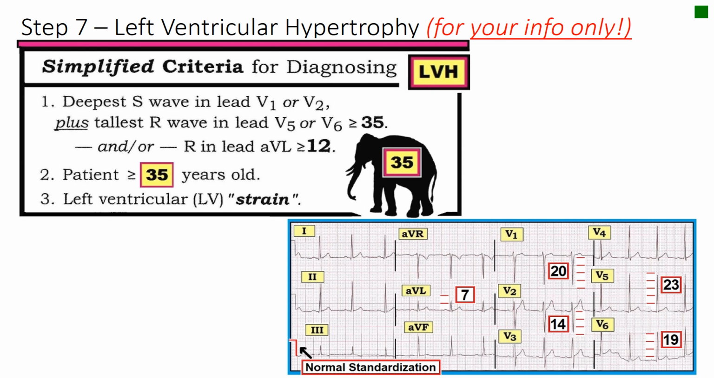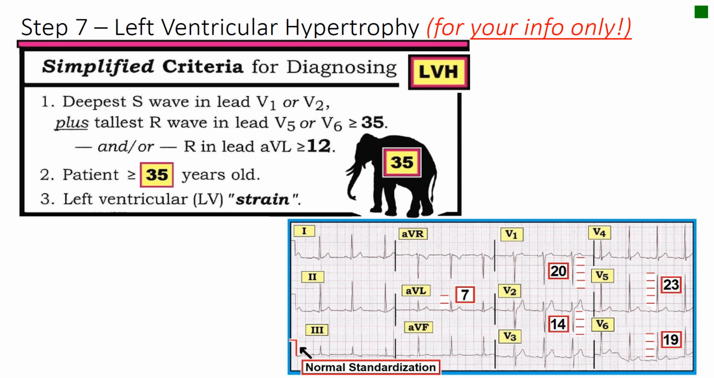Okay, so basically in this diagram, you've got 20 small squares in V1 as opposed to 14 in V2. So you take the bigger of the two, that's the 20. Add that to the tallest R wave in V5 and V6, and that's in V5, that's got 23 small squares. That gives you a grand total of 43, which is over 35. And so that meets your criteria, assuming this patient's over 35.